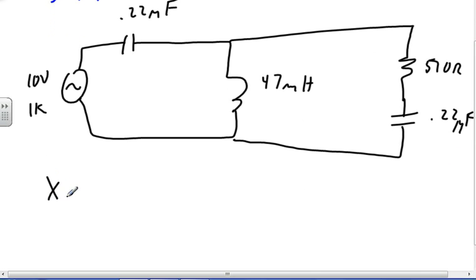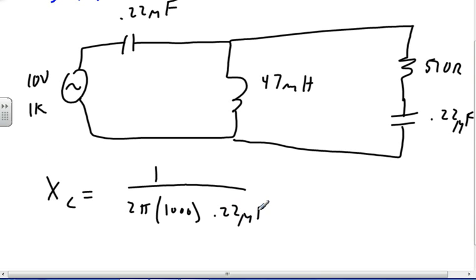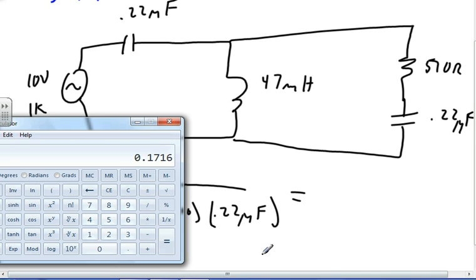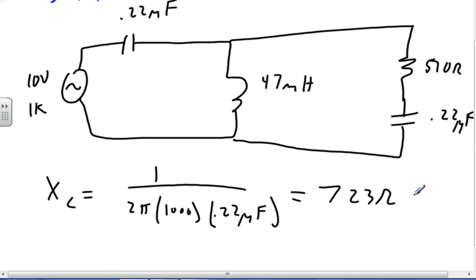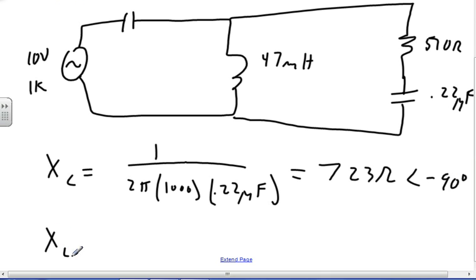Got it. Okay, so I'm going to find X of C. 1 over 2 pi times 1000 times 0.22 microfarads. 2 times 3.141592 times 1000 times 0.22 exponent minus 6, equals 1 over, 723 ohms angle minus 90 degrees. And we're going to find X of L. 2 pi, 1047 millihenry.